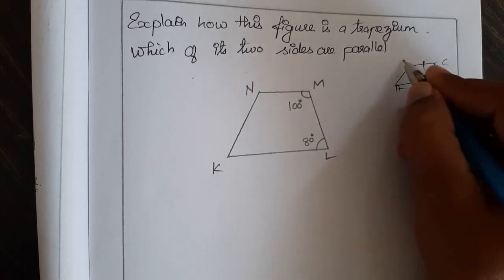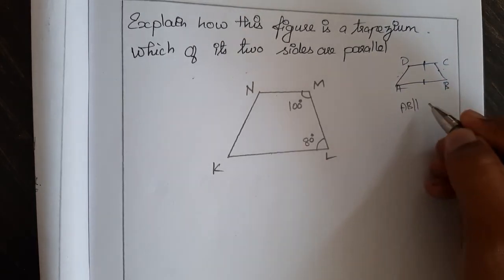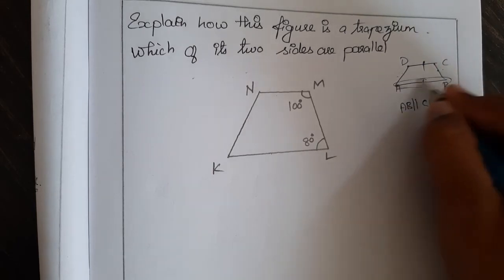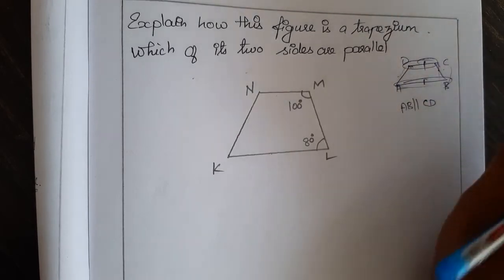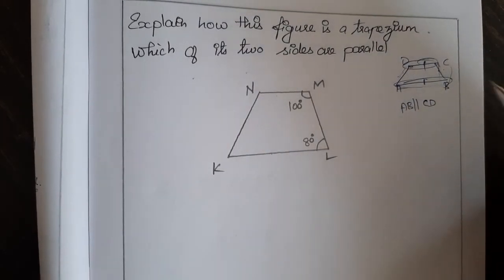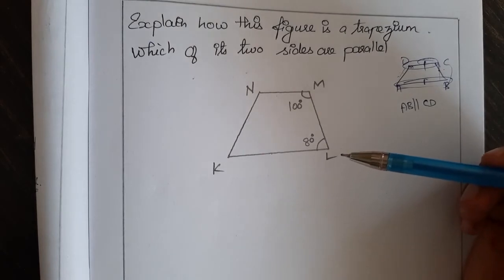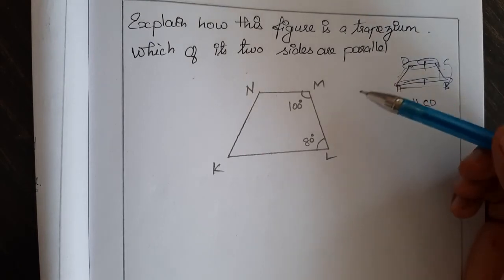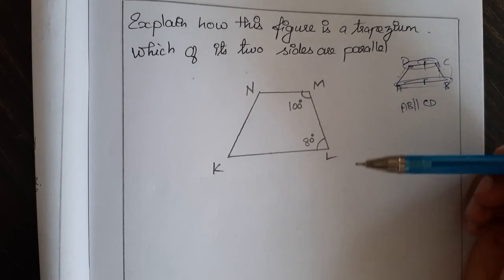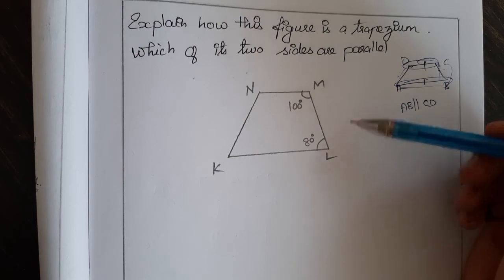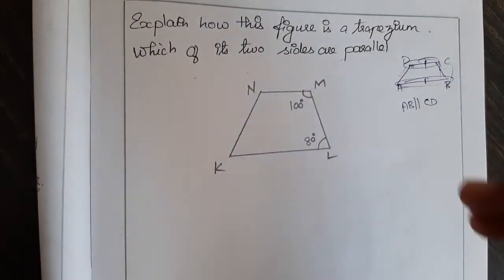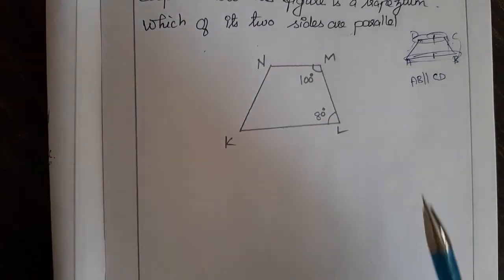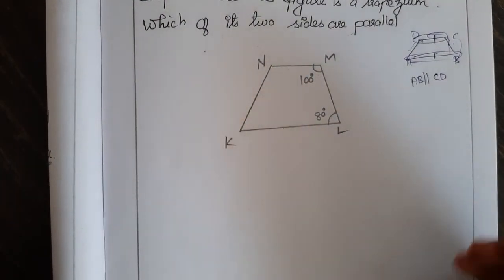If the trapezium is ABCD, then AB is parallel to CD, right? AB is parallel to CD but not equal in length, and AD and BC will not be parallel. So we have to prove this is a trapezium. A trapezium means one pair of opposite sides are parallel. We have to prove that, and they ask which two sides are parallel. So here there are four sides, right? We have to show which two sides are parallel, and the two angles given are 100 degrees and 80 degrees.